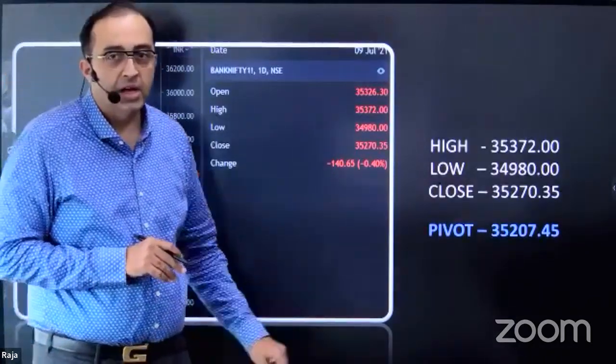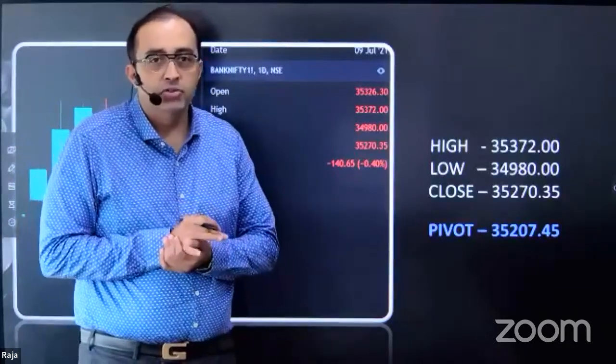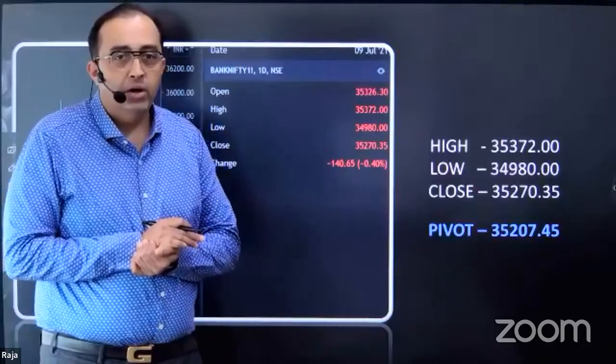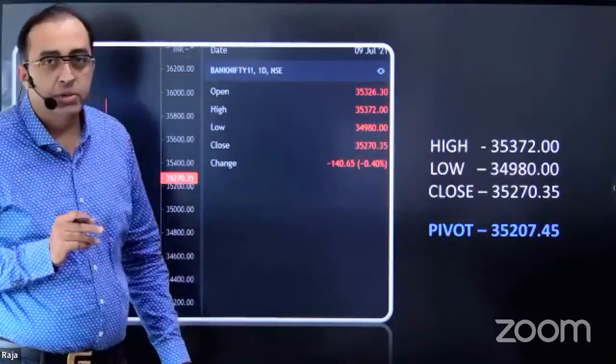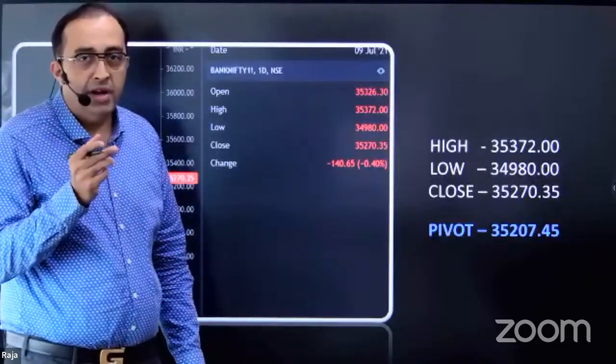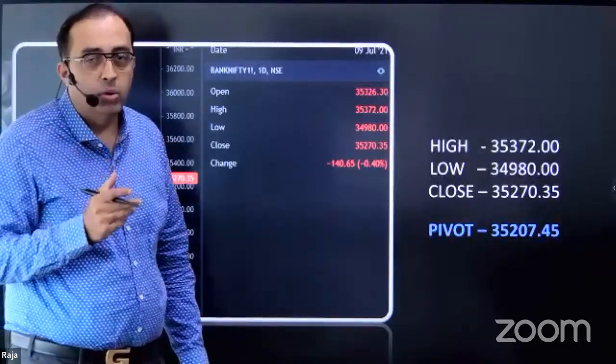The value of the pivot here is 35,207. So this is the average of the high, low, and close. So what is the message which I'm giving here? The message which I'm giving here is, when you have a pivot, you have an idea about what to do tomorrow, right?